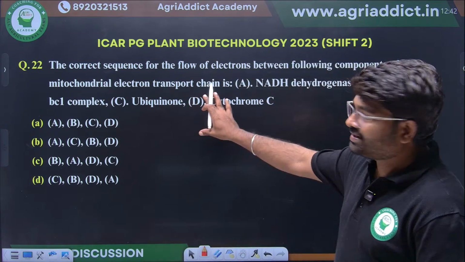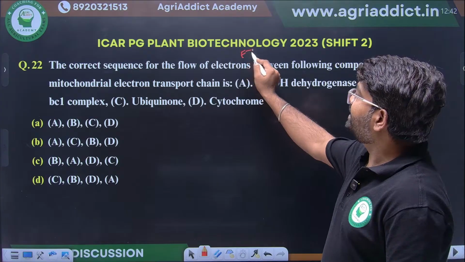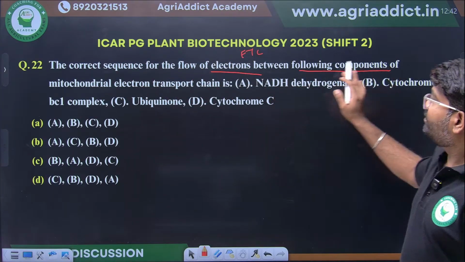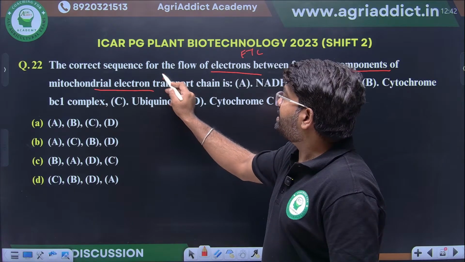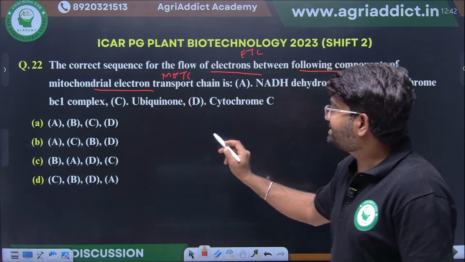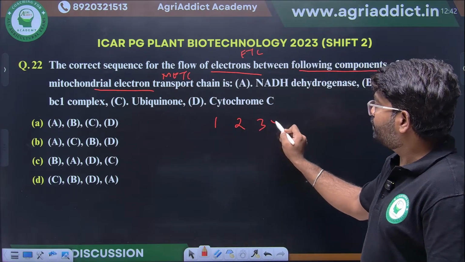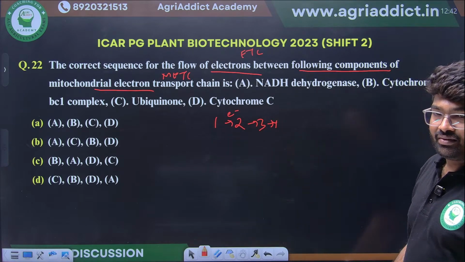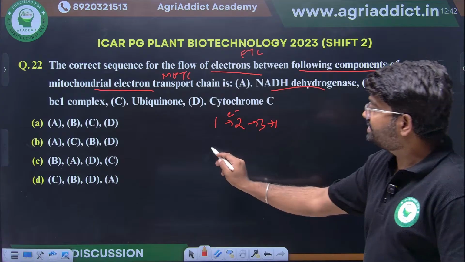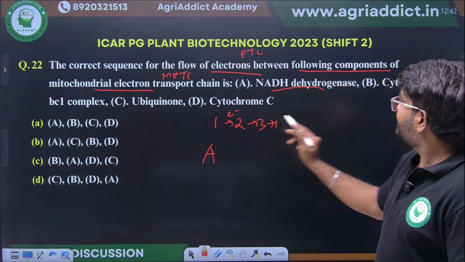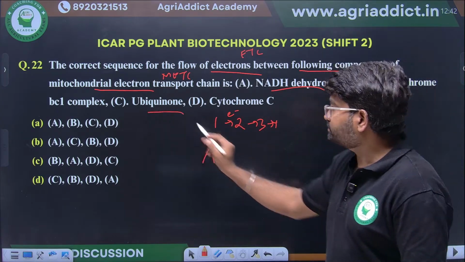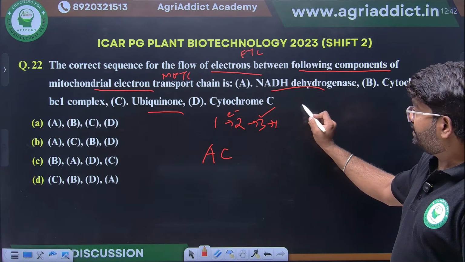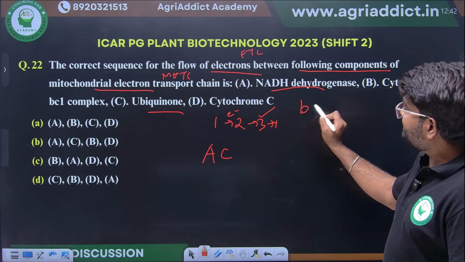This is another simple question from the electron transport chain. The correct sequence of flow of electrons between the following components of the mitochondrial electron transport chain. They are asking where the electrons will flow through complexes 1, 2, 3 and 4. First complex 1 will be there, the NADH dehydrogenase. Then from there it will give electrons to ubiquinone.